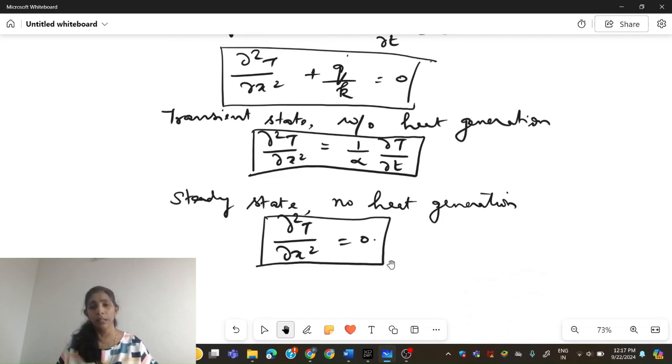Now, in our next lecture, we'll be taking this dou square T by dou x square equal to 0 and finding the equation for the temperature distribution in a plane wall. We are taking a plane wall, and that is only in the x direction. The thickness will be considered, say from 0 to L, with the thickness taken as x. For this, we'll find the temperature distribution equation, right?